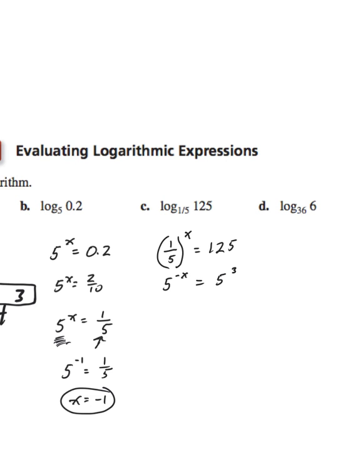Now that one you may have to take a moment and think about, but 5 to the negative x is going to be the same thing as 1 over 5 to the positive x. If that makes sense to you, we have the same bases again, and therefore I can say that negative x, which is my log that I'm evaluating, is equal to 3. Therefore x will equal, divide both sides by negative 1, negative 3.